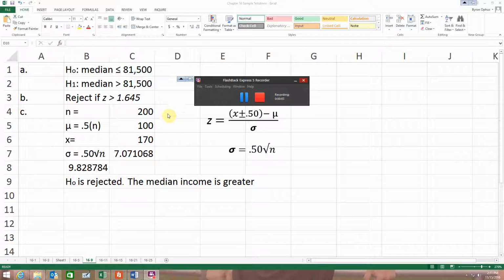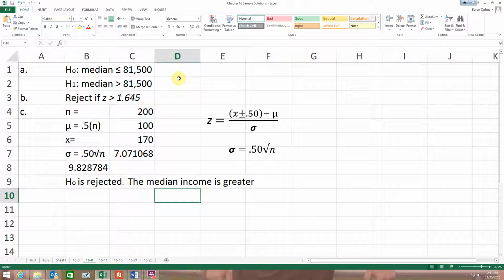1610. Here we go. Some real life kind of examples here. So we take a look at that. It says the median salary for chiropractors in the U.S. is 81.5 per year, according to the U.S. Department of Labor. A group of recent graduates believe that that amount is too low. In a random sample of 205 chiropractors who recently graduated, 170 began with a salary of more than 81.5, and 5 earned a salary of exactly 81.5.